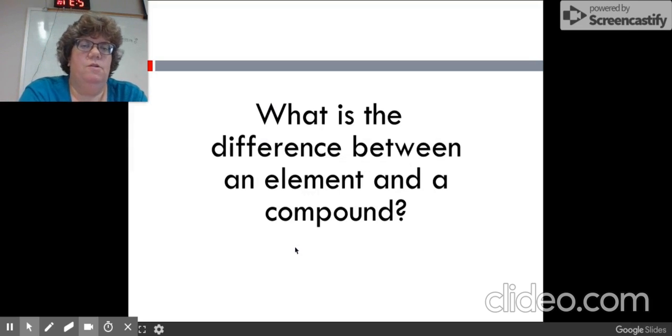First, though, let's answer this question. What's the difference between an element and a compound? Think about it for a second.